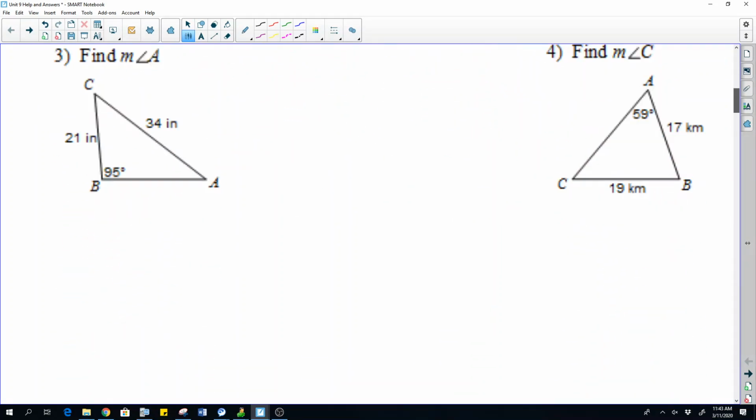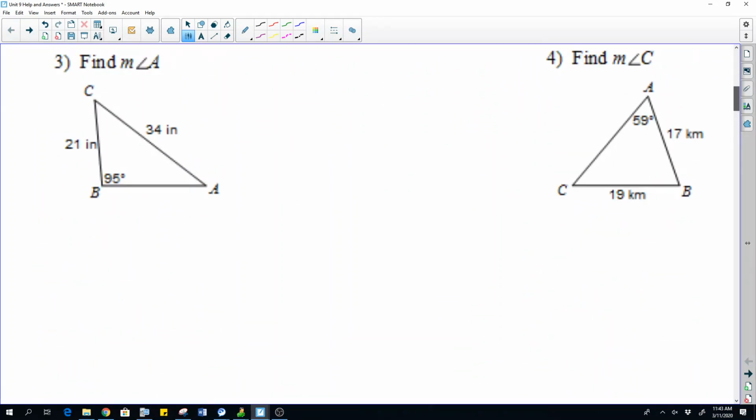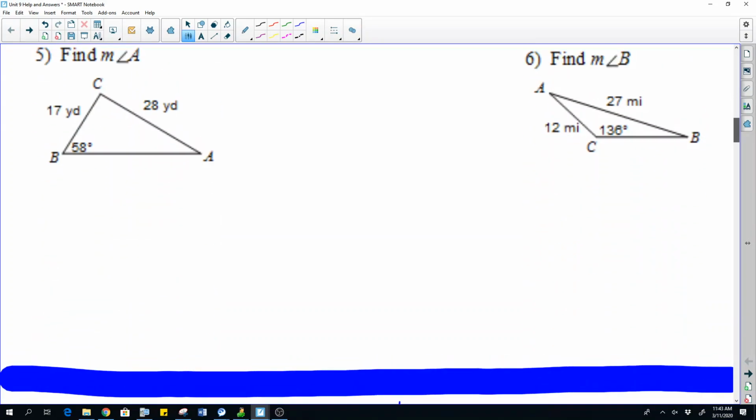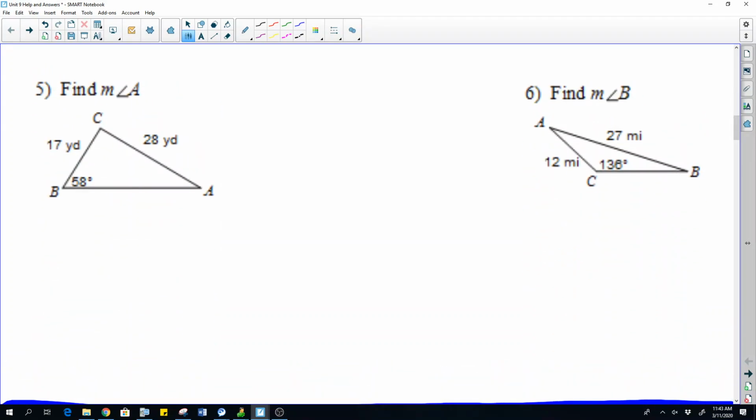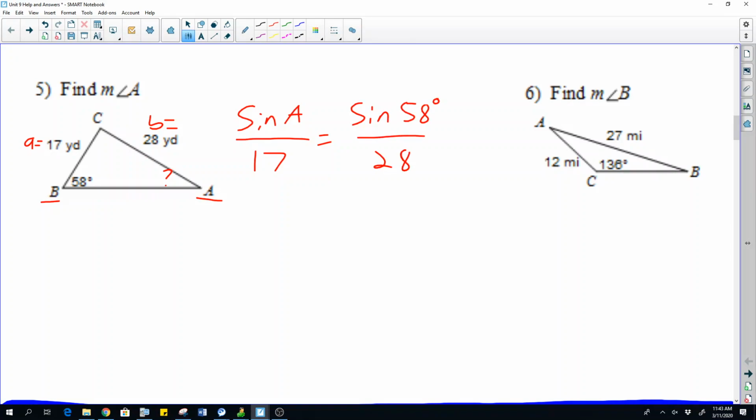Nice. So then we'll take a look at maybe number 5. That's a pretty good one. Or number 3. Which one? Number 5. So we're trying to find angle A. Since we're finding an angle, we'll do the sines on top. So sine of big A is what we're trying to find. Make sure you label your triangle. Across from angle A is little a, and across from angle B is little b. Now we're going to do sine A over 17 is equal to sine of angle B, which is 58 degrees, all over little b, which is 28 yards.